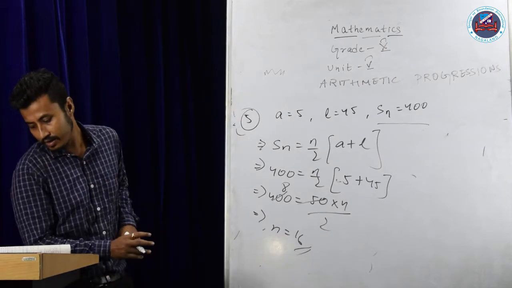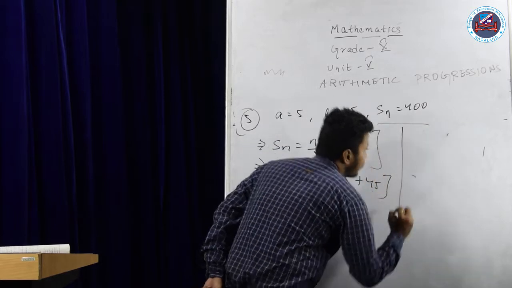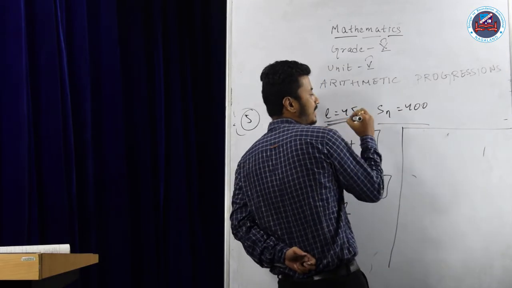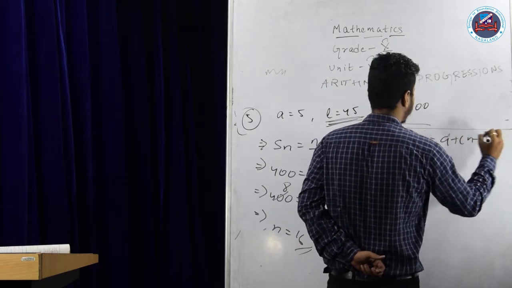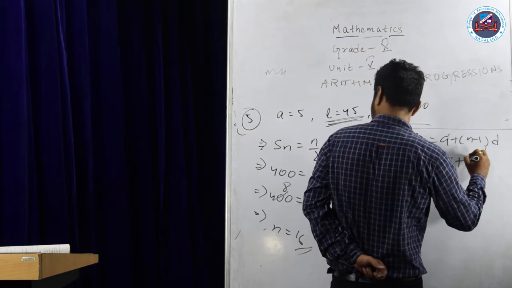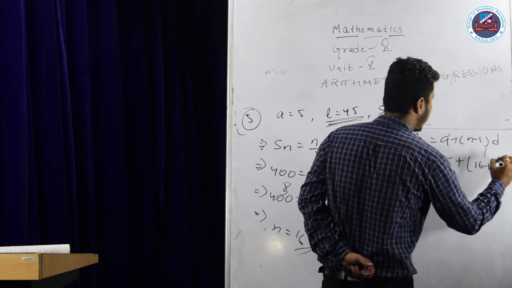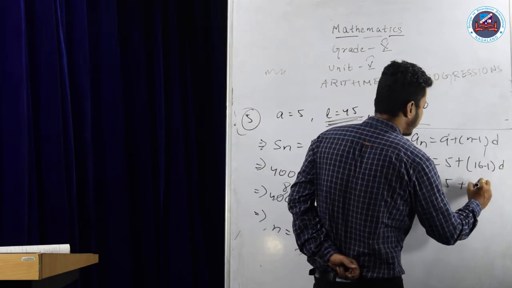Next kya nikalna hai humko? Apne ko nikalna hai common difference. How will I find out common difference, guys? Put it in the formula. l represents an. So an equals a plus (n minus 1)d. 45 equals 5 plus (16 minus 1) into d. How much is d? I have to calculate. 45 equals 5 plus 15d.